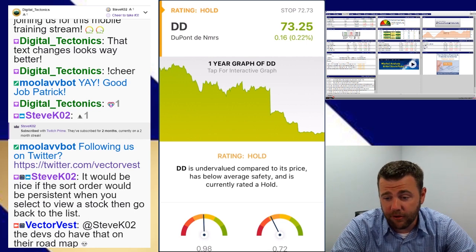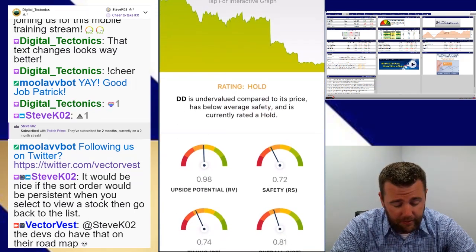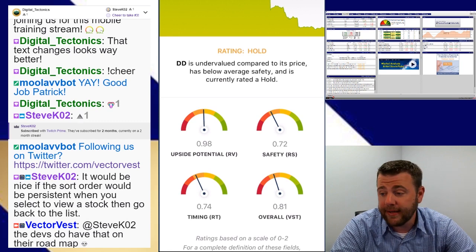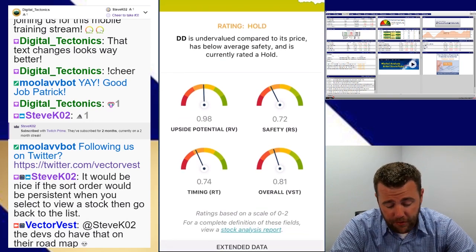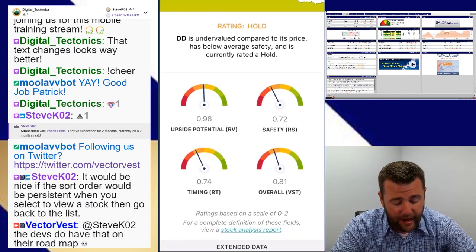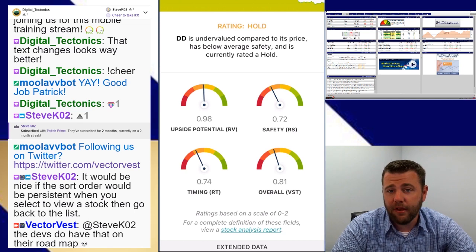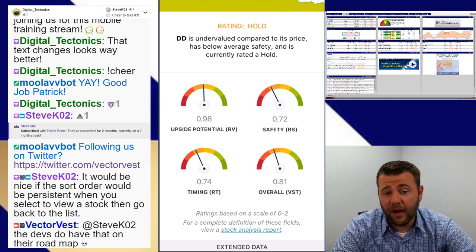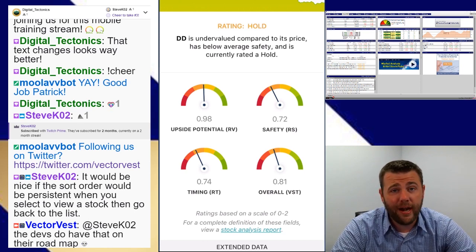looking at DD, we see that this is the worst performer we're holding in our portfolio right now. We come into it and we get a quick synopsis or a quick breakdown of the stock. Now, if you're new to VectorVest, we see these indicators: upside potential, safety, timing, overall. So all 4 of these are going to be cast on a scale of 0 to 2. And we here at VectorVest like to keep things simple. So anything above 1 is good, below 1 is bad.